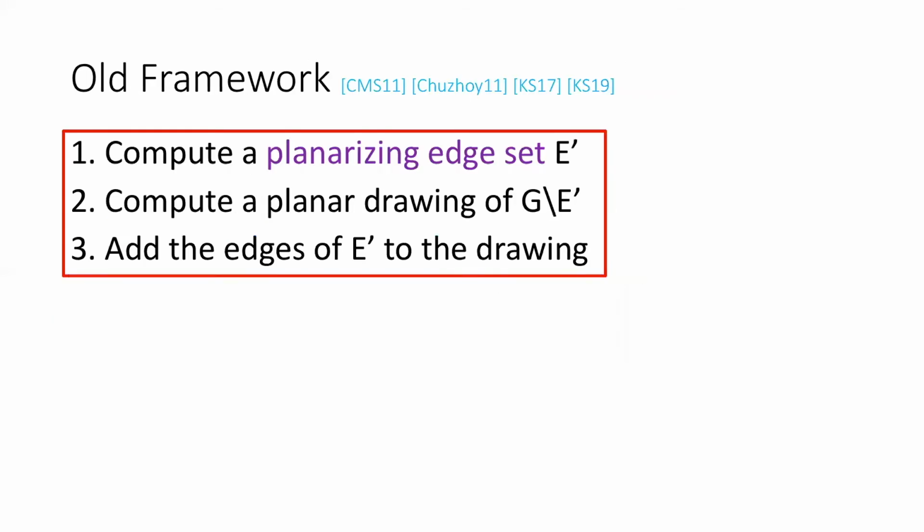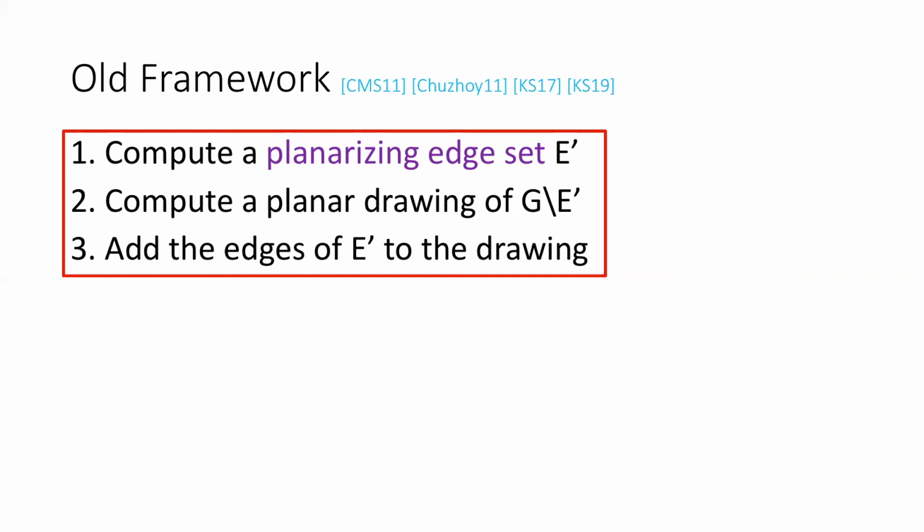So now I will present an overview of our algorithm. Let's first look at the old framework that all previous work with theoretical guarantee used. This framework consists of 3 steps. First, we compute a planarizing set E prime. Here, by a planarizing edge set, we mean a set of edges in the graph, such that if we remove these edges, then the remaining graph becomes planar. And second, we compute a planar drawing of the remaining graph after we remove the edges of E prime. And last, we add the edges of E prime back to the drawing to get the final drawing of G.